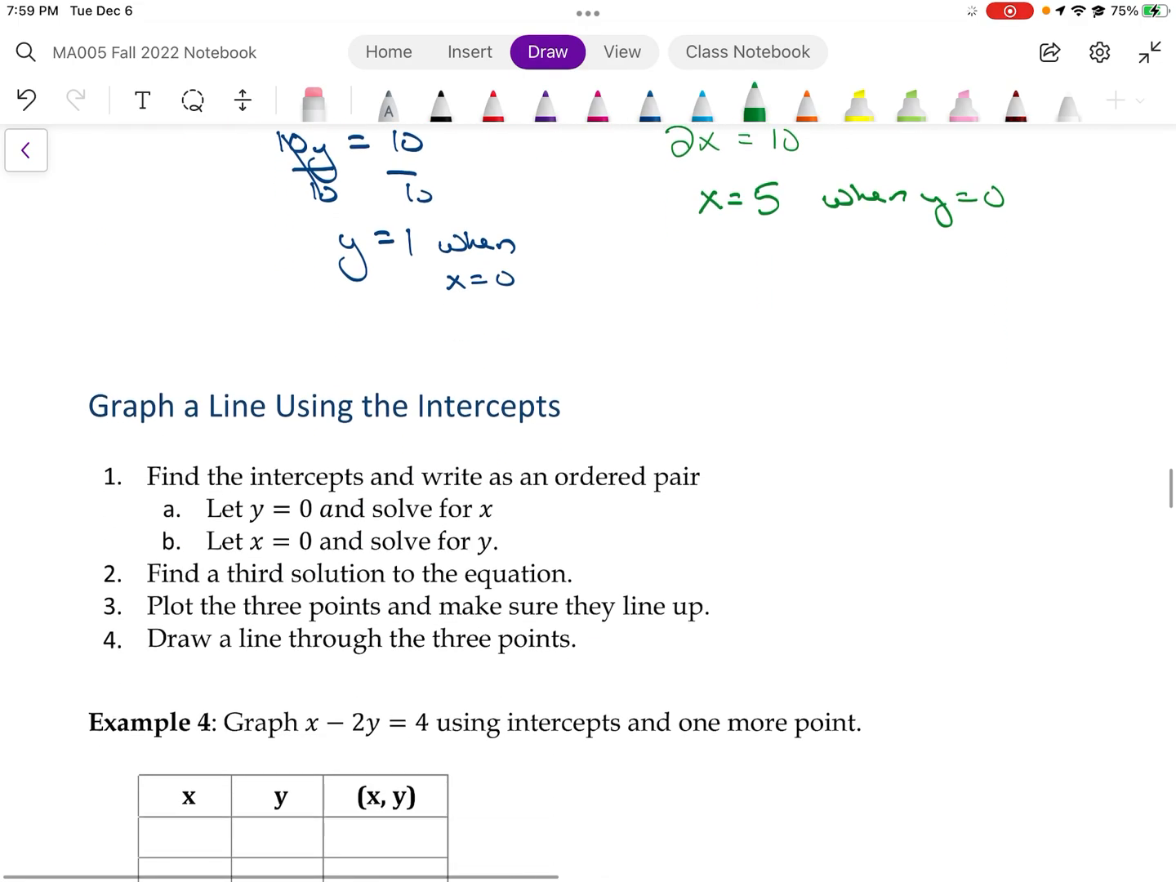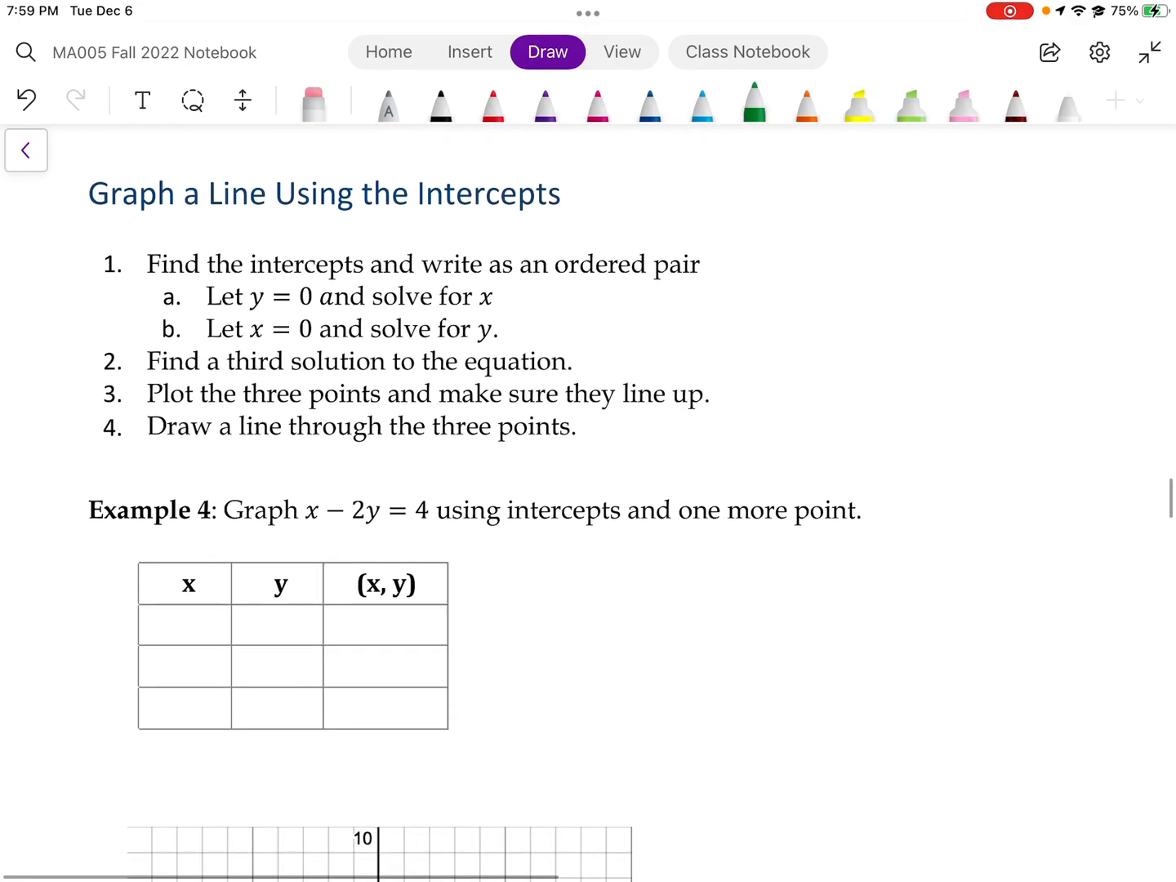All right, let's try another. We're going to graph a line using intercepts, using that same technique. So here's the steps. Find the intercepts and write as an ordered pair. And we do that by letting y equal 0 and solving for x like we just did, and then letting x equal 0 and solve for y. Then we'll find a third solution just so we have one more point, and then plot the 3 points and make sure they line up. Then we'll draw a line through the 3 points.